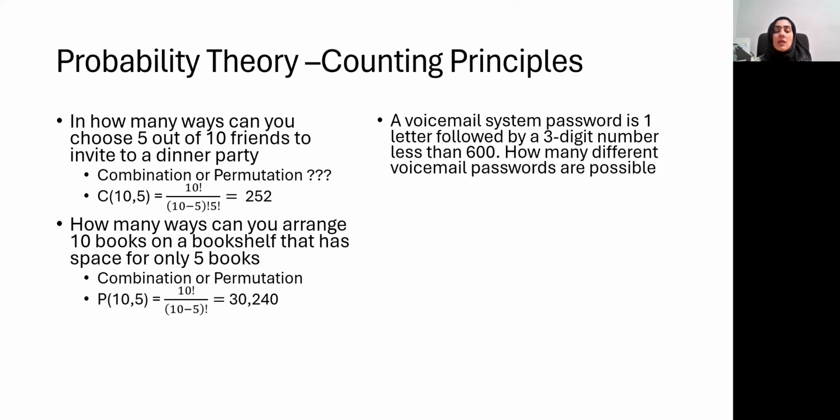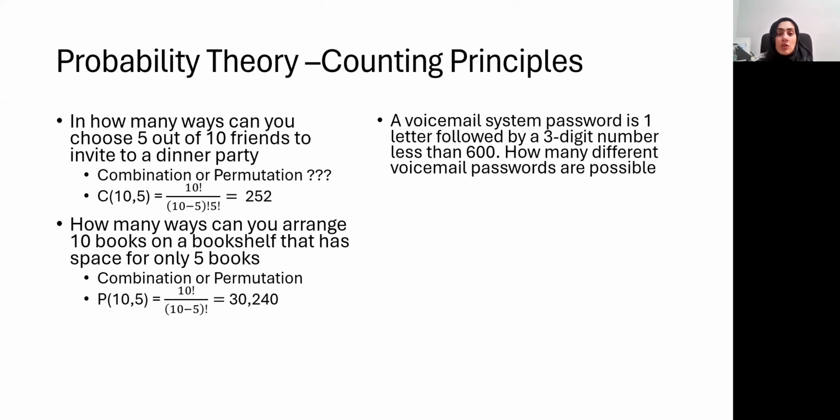Another example, it says that a voicemail system password is one letter followed by a 3-digit number less than 600. How many different voicemail passwords are possible? So let's take a while to understand this question before we proceed towards the solution. We have to find out the total number of different arrangements that are possible with this structure, which is given. It's a 4 letters password. The first one is a letter, which of course means that it's going to be a very fixed number of different values which are possible over here. And then it is a 3 digits number, and it also has a constraint.